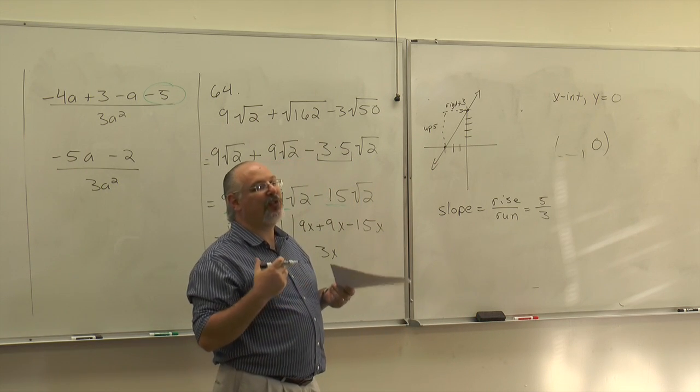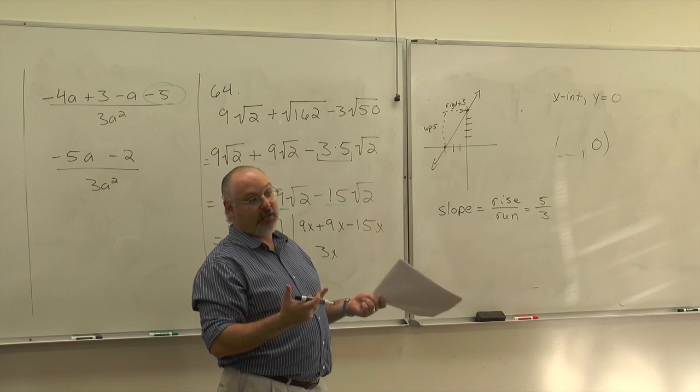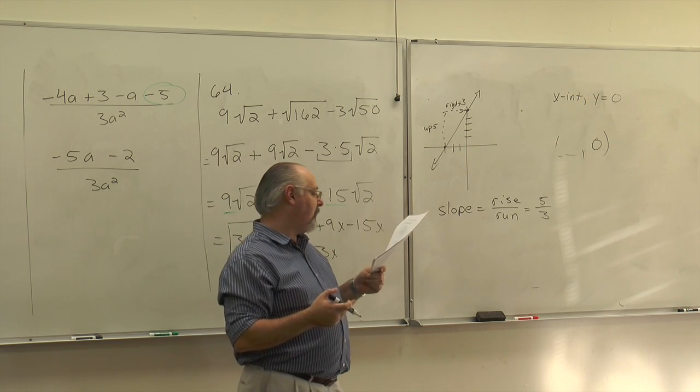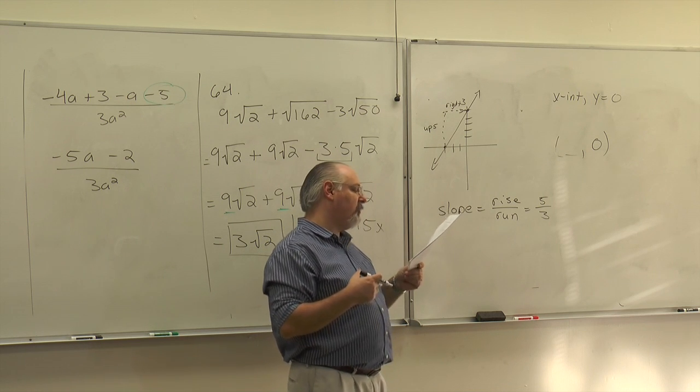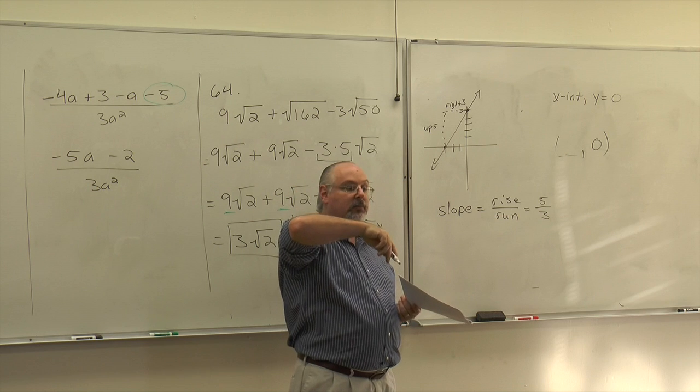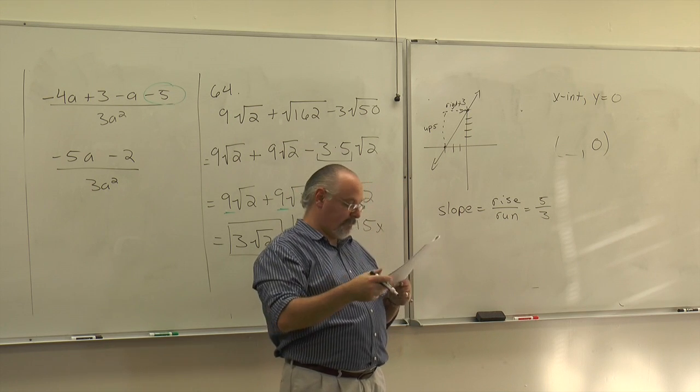You don't have to use the slope formula if you're given a picture. All right, so if you're given a graph and you have to find the slope, just rise, how many up or down? Run, how many left or right?